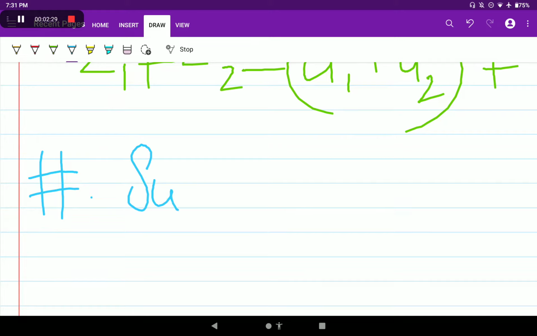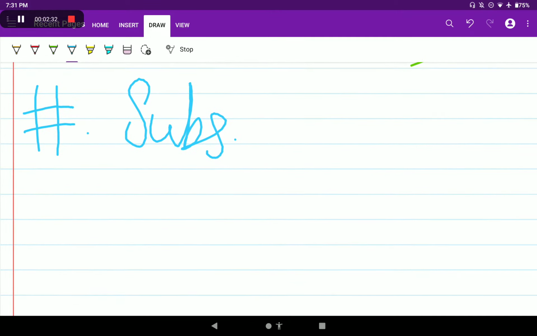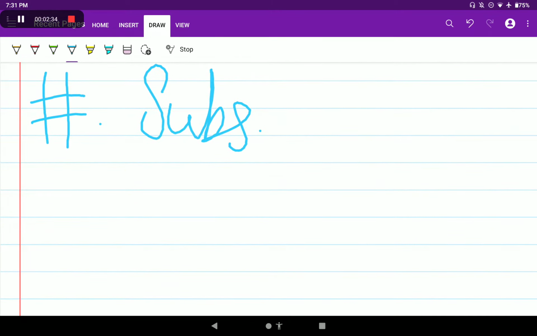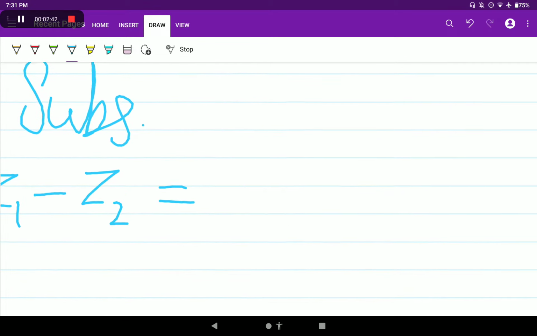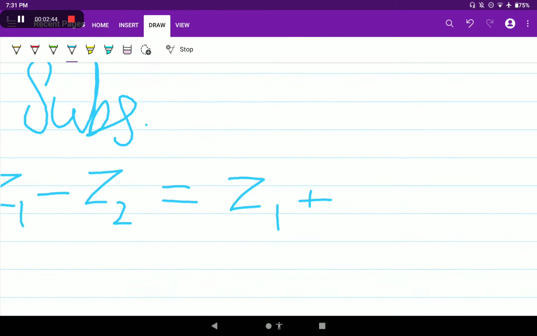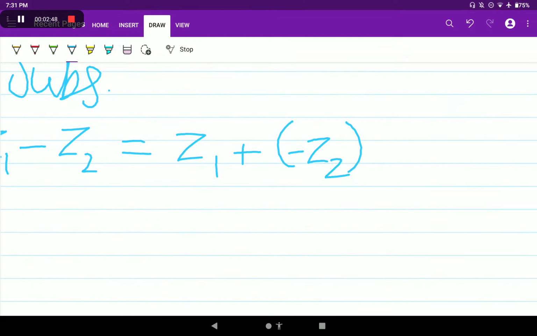Now next comes subtraction of complex numbers. So we have same complex numbers, a1 plus iota b1 and a2 plus iota b2. Now what we have to do, z1 minus z2. So we can represent it as z1 plus of minus z2. So here basically we are doing addition.